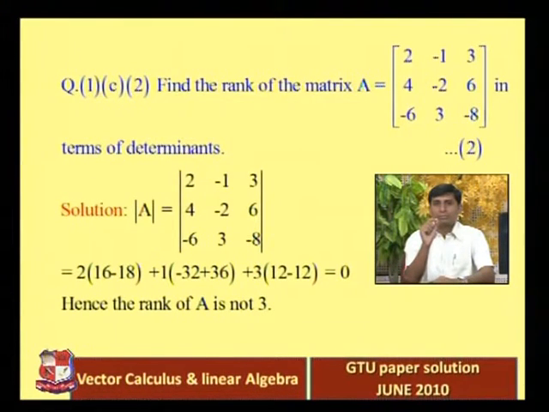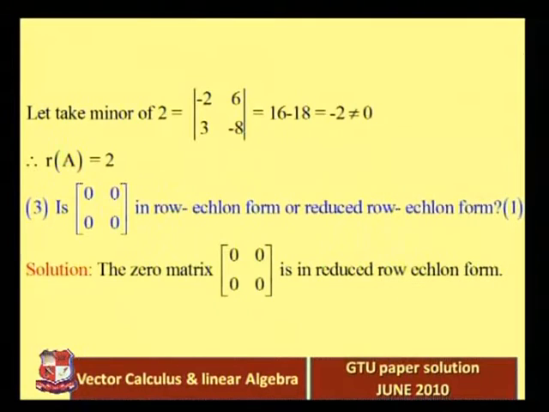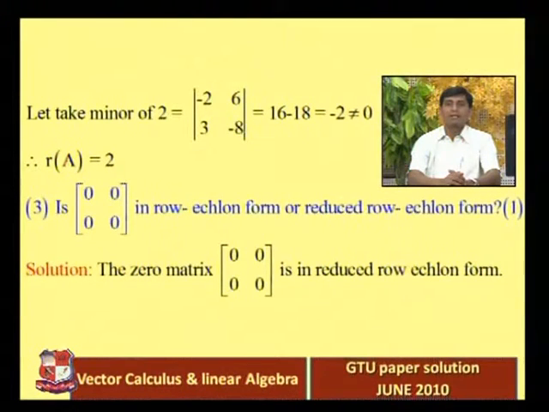Starting with the first minor, we want to find the minor of the first element 2, that is equal to the determinant minus 2 6 3 minus 8. Let's take the minor of 2, that is equal to minus 2 6 3 minus 8, that is equal to 16 minus 18, that is equal to minus 2, not equal to 0. So that's why rank of A is equal to 2.